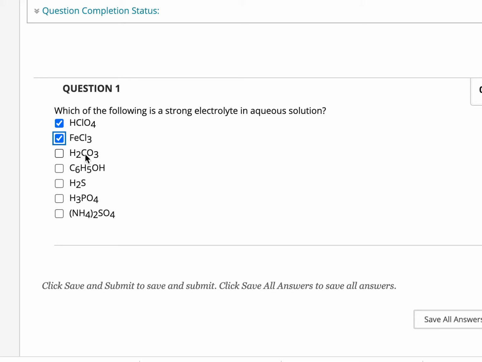This is carbonic acid. I know it's an acid. There's one of 2 ways you can tell it's an acid: it's got H's in the front, or it's got COOH in the back. Carbonic acid is not one of our 7 strong acids, which makes it a weak acid. Weak acids are weak electrolytes, so they are not strong electrolytes.